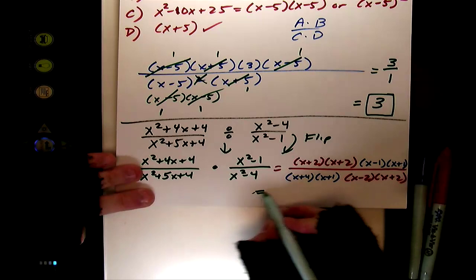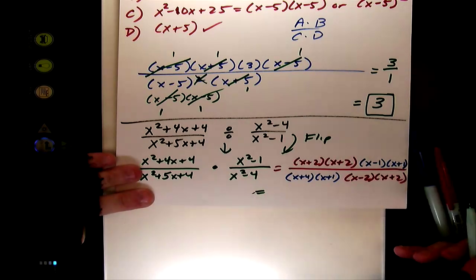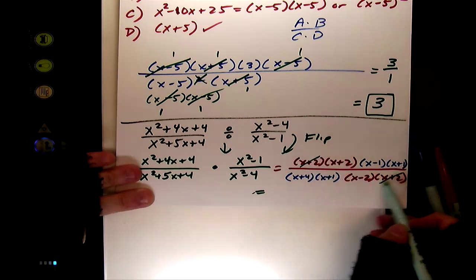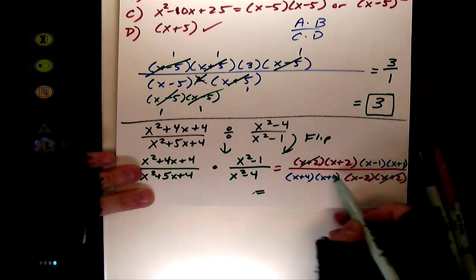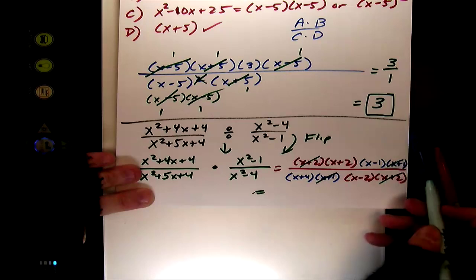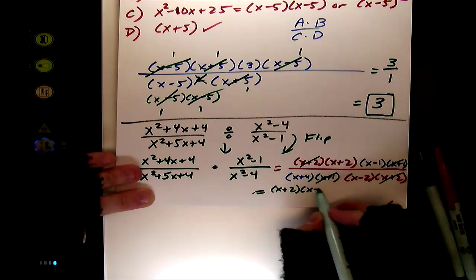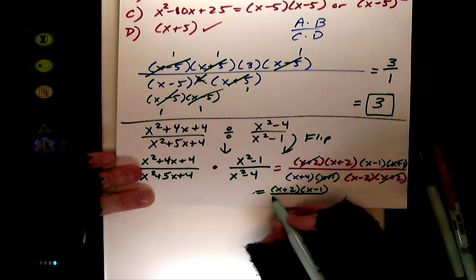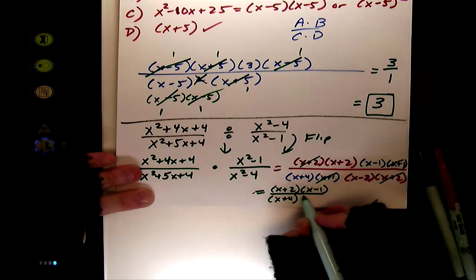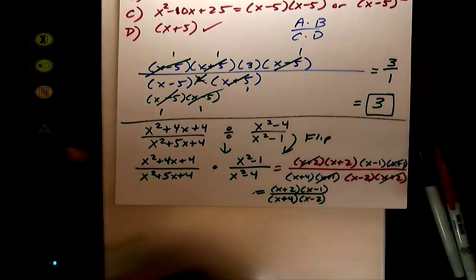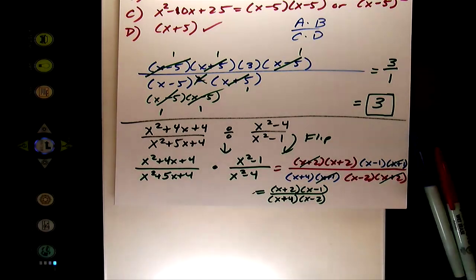If we cancel out stuff in common, it looks like an x plus 2 cancels, and an x plus 1 cancels. And we're left with x plus 2 times x minus 1 over x plus 4 times x minus 2. And on the test, that would be the form I'm good with. You don't need to multiply it all back out. I don't know what ALEKS is going to want you to do.